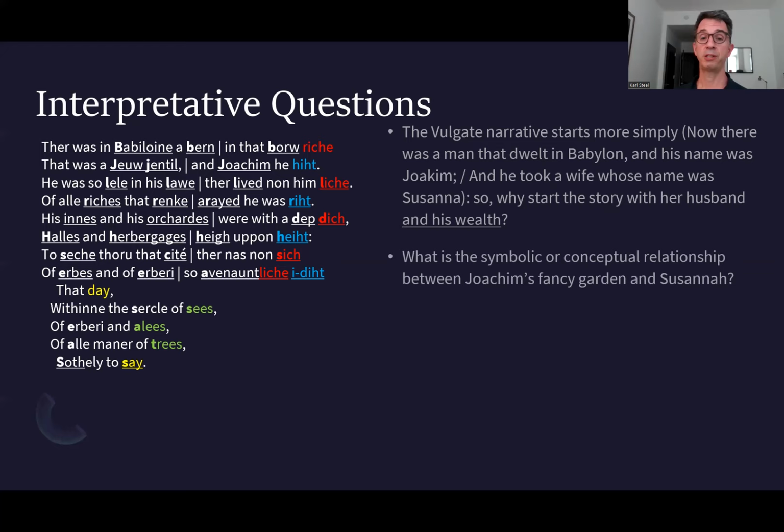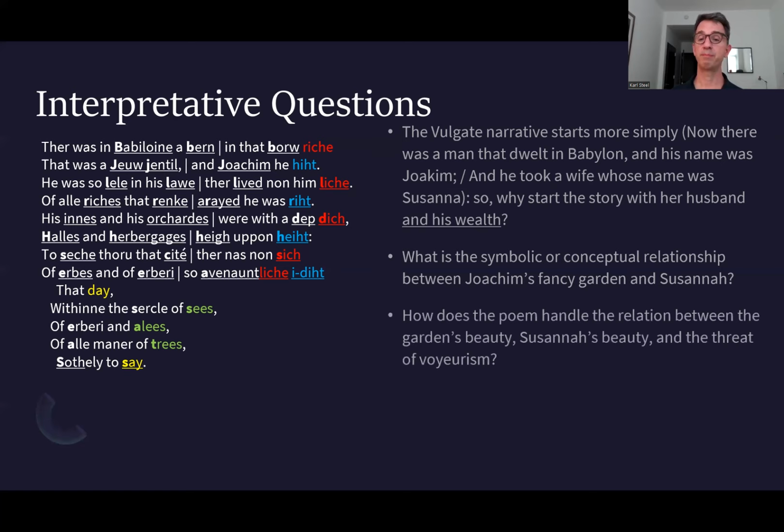So I can ask this question, which is basically, what is the symbolic or conceptual relationship between Joachim's fancy garden and Susanna? And I'm hoping we get a chance to talk about that in class. How does the poem handle the relationship between the garden's beauty, Susanna's beauty, and the threat of voyeurism? So, of course, the threat that Susanna is facing is these two old men, these wicked judges, powerful men, spying on her while she's alone in the garden. And then we, as the reader, are also, as it were, kind of staring into the garden and staring at Susanna. And it puts us in a very awkward position, perhaps, of wanting Susanna to be innocent and rescued while also perhaps participating in that voyeurism. How does the poem handle that? And then maybe you might even think about the fact that her savior is a boy, Daniel, who's 12 years old when he shows up and basically cross-examines the two judges and finds that they are lying, and rescues her. Why is he a boy in this version?